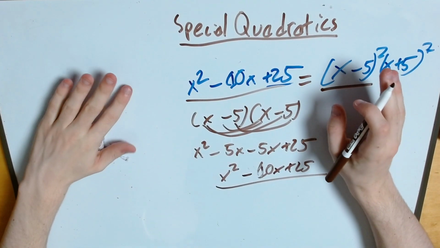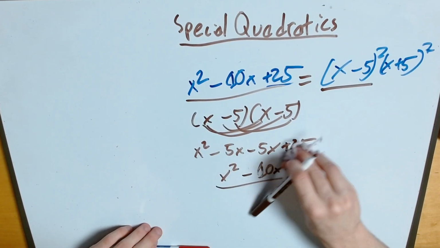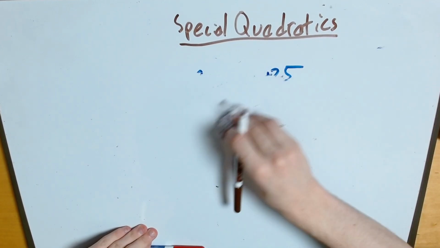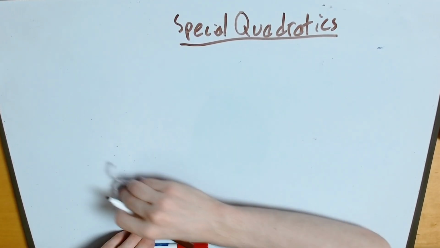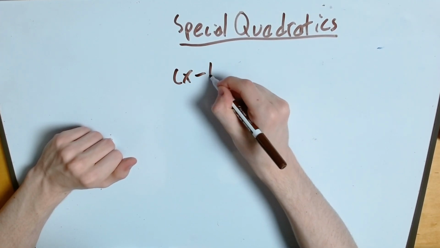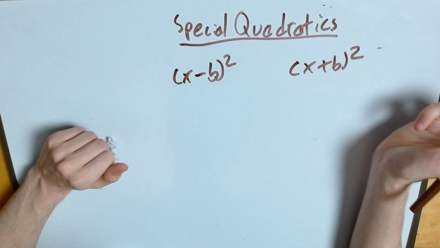But that's not really satisfying. We want to find a greater rule here. And so I'm going to keep this a little abstract, right? I'm going to go into a's and b's and figure out what the pattern is for general quadratics. So if I have something like x minus b squared and x plus b squared, what am I going to have?